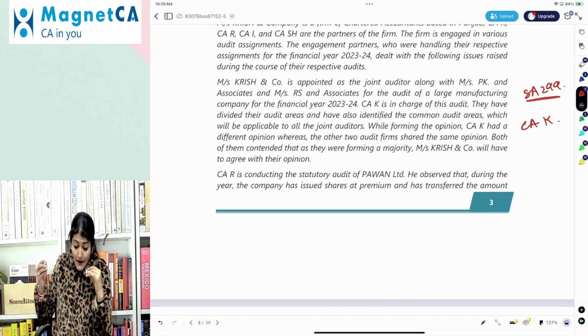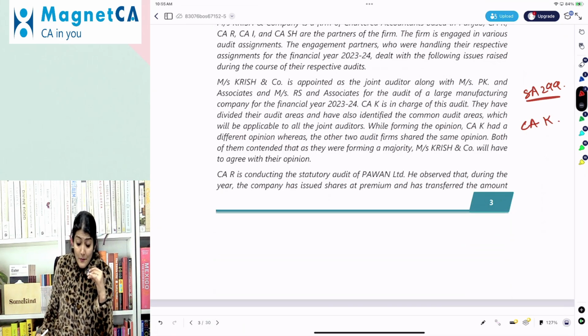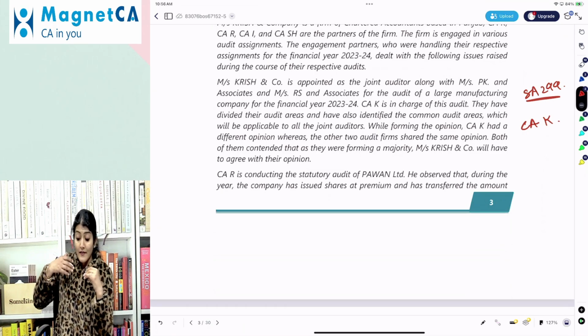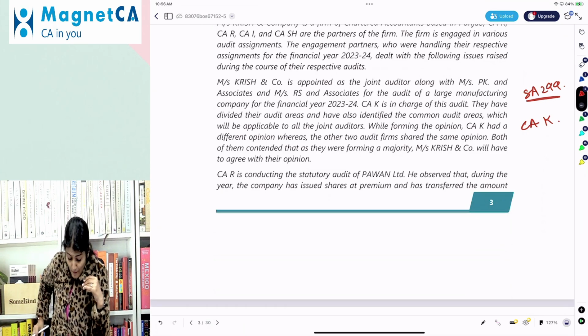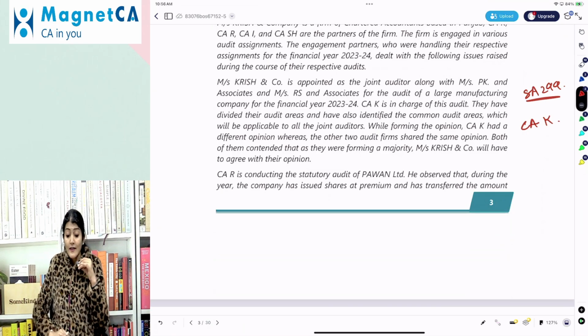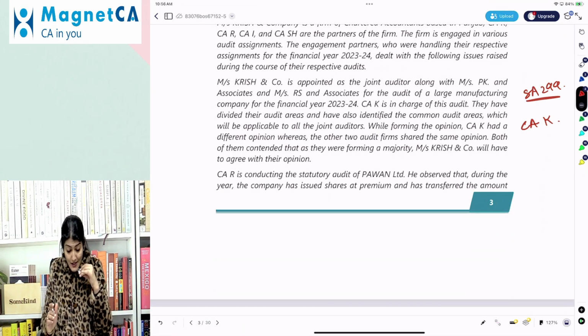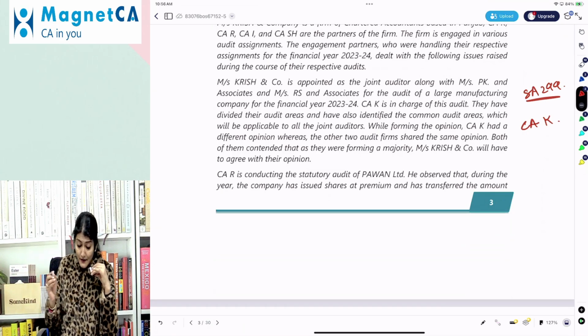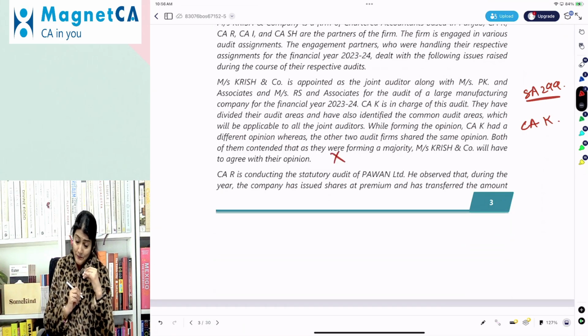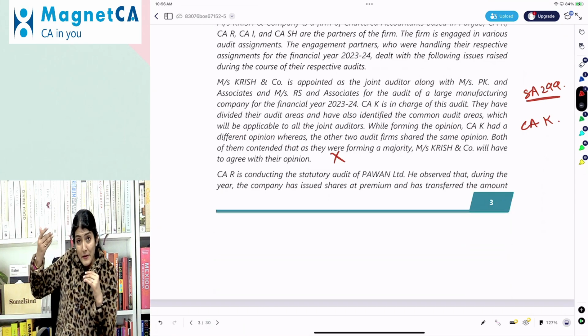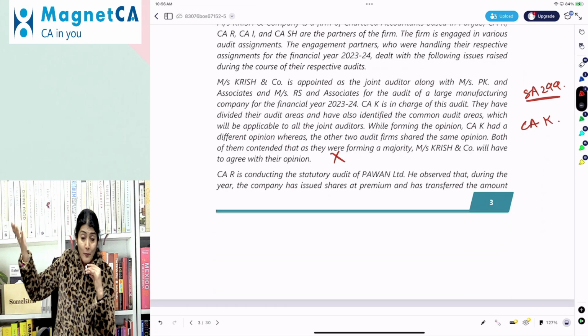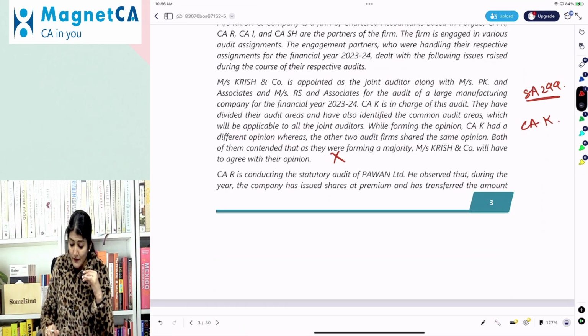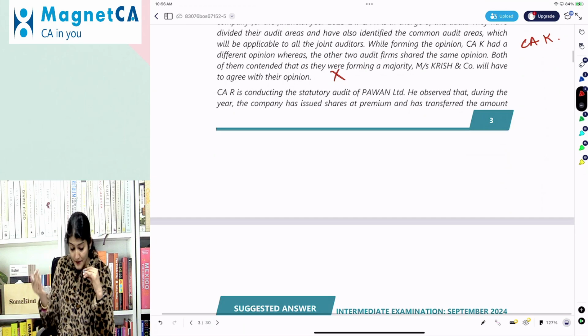They have divided their audit areas and also have identified the common audit areas which will be applicable to all the joint auditors. While forming the opinion, CA K had a different opinion, whereas the other two audit firms shared the same opinion. Both of them contended that as they were forming a majority, Christian Company will have to agree to their opinion. Not at all. In a joint audit, a separate audit report can be given in case of difference of opinion; the firm is not bound by the views of the majority of the joint auditors.